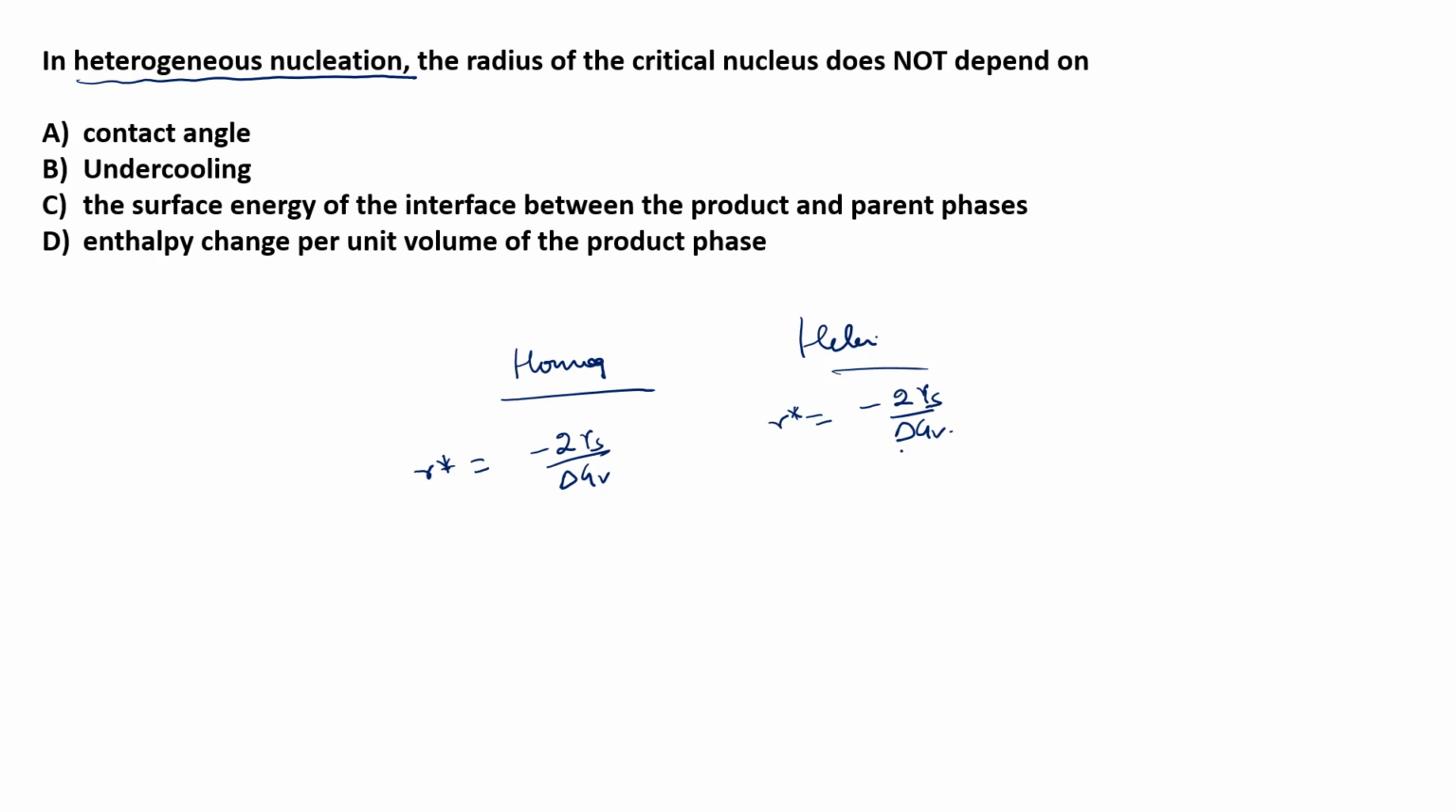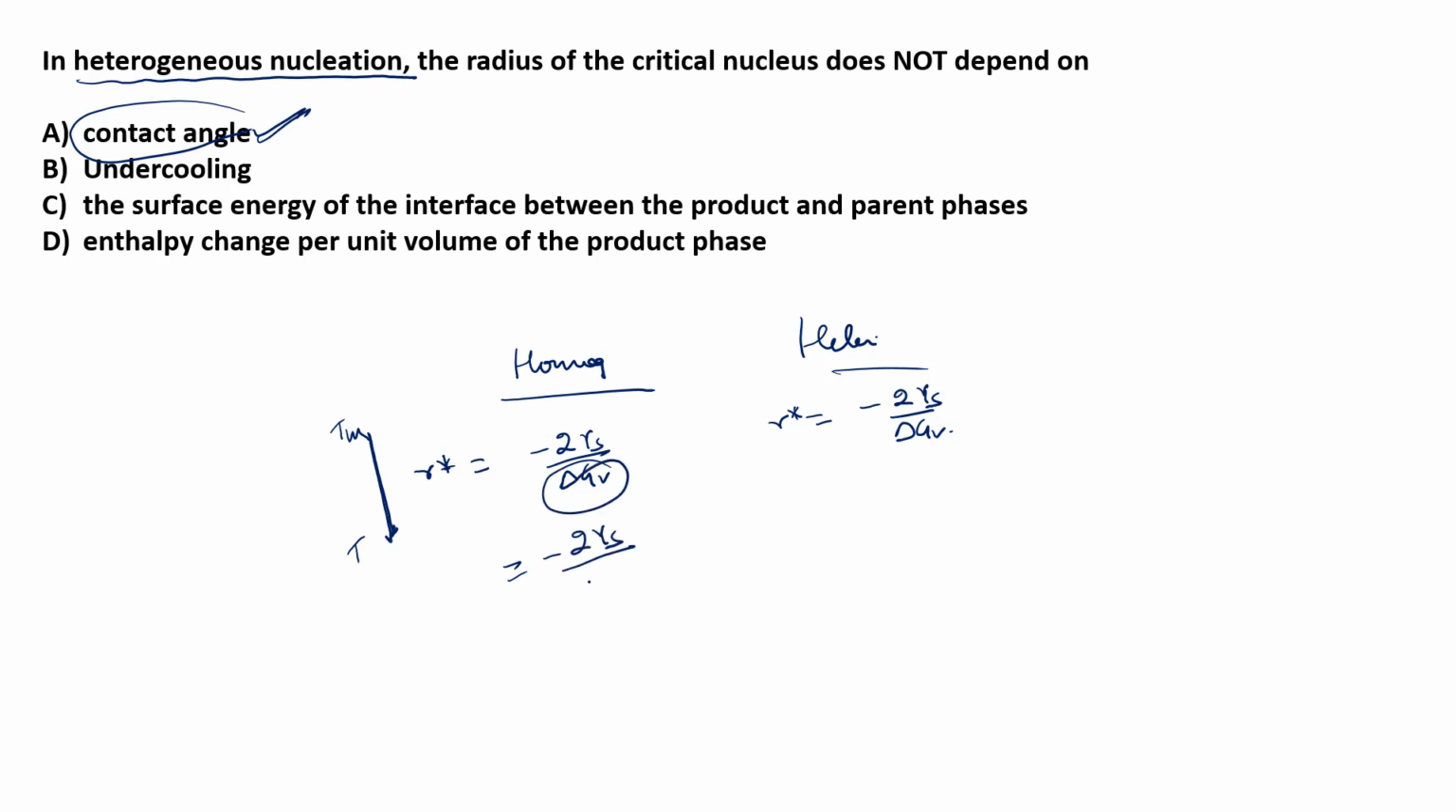So this R star does not depend on, let's see, contact angle. Is there any term related to contact angle? Is there any theta? No. So I think it should not depend on contact angle. But let us see other options also, like undercooling. Undercooling means the amount of undercooling from the melting point to the temperature. That term takes from here.